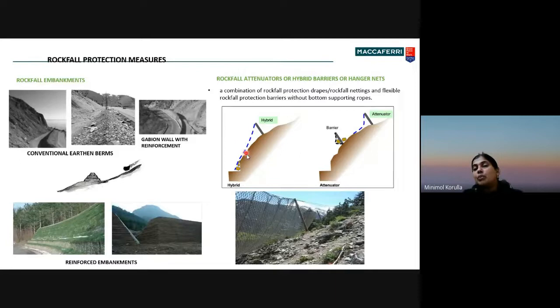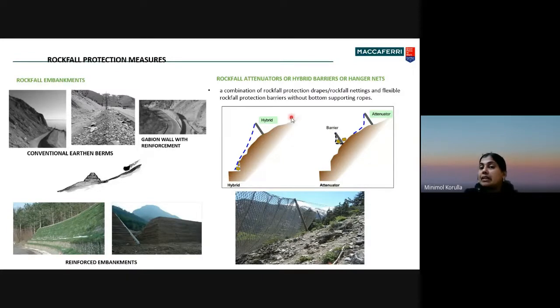Then there is one more type of passive measure. This is called rockfall attenuators or hybrid barriers. So here the barrier will be there, but it is combined with a drapery system also. So a barrier and a combined drapery system.